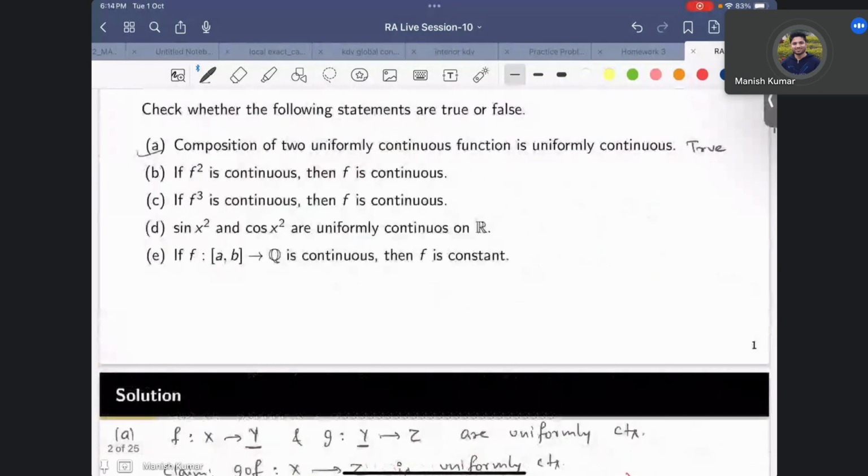Okay, so now let's talk about this one. It's given that you have to check that if f squared is continuous, then can you say that f is continuous? What do you think?